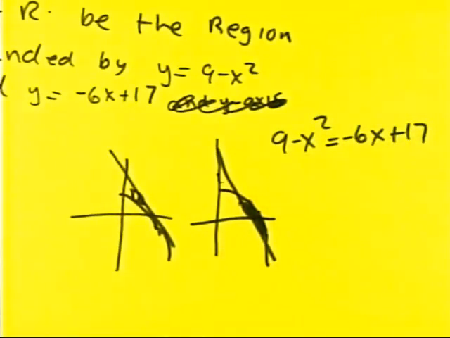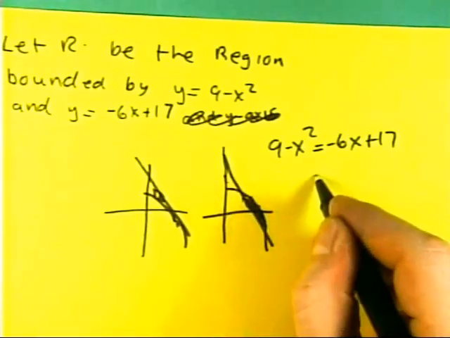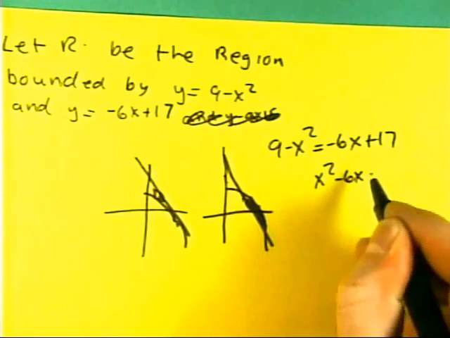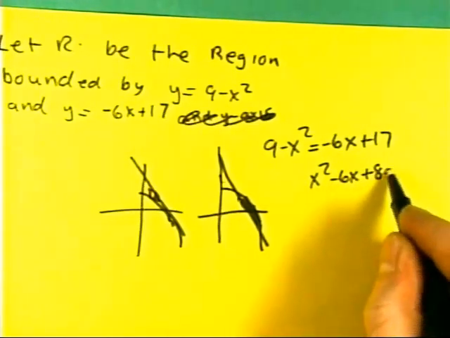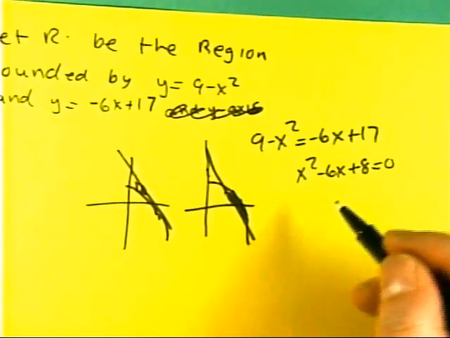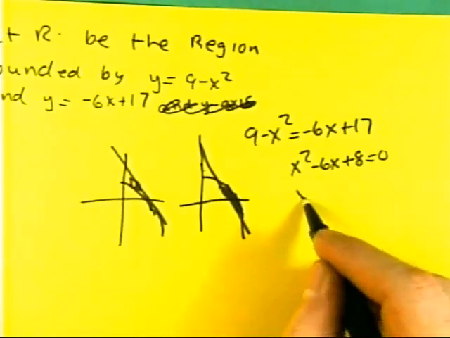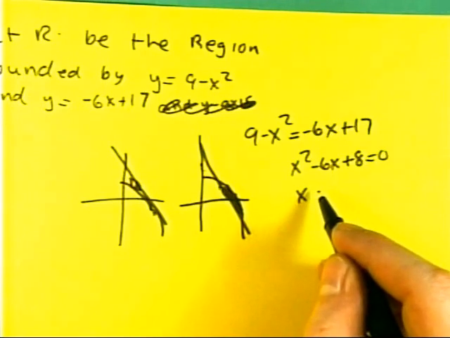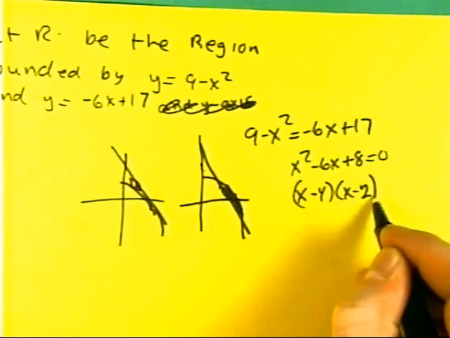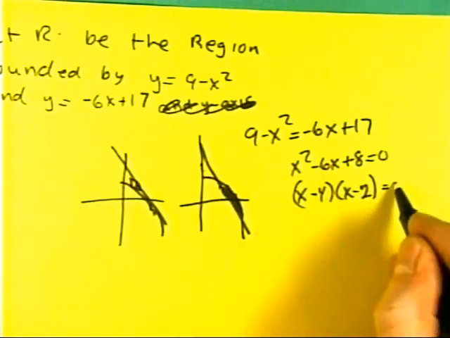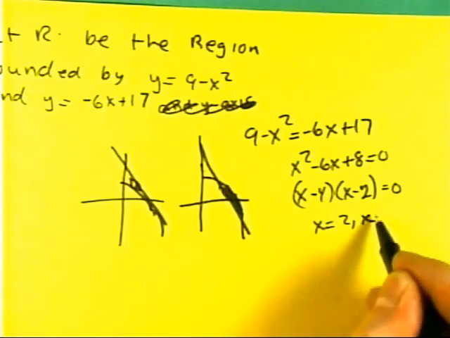If we set the equations equal to each other, then we have x squared minus 6x plus 8 equals 0, right? How does that factor? x minus 2 and x minus 4. Oh, goodness, I know you know this. So it's x equals 2 and x equals 4.